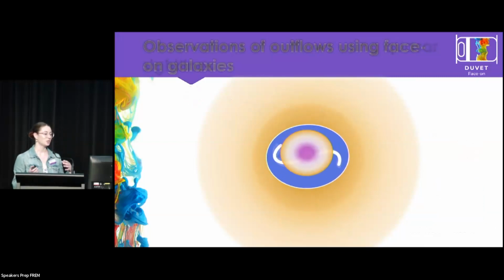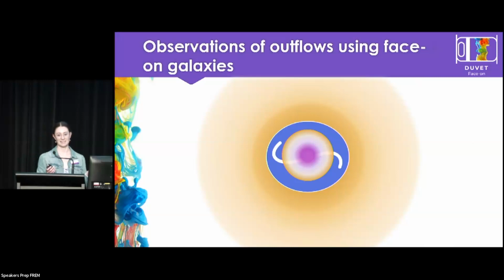But I use face-on galaxies to study outflows. So this means that we're looking down the barrel of the outflow cone. We can start to relate the properties of the outflows to their underlying star formation directly. So we've got the section of star formation that drove the outflow. We can directly compare its properties to the outflow.